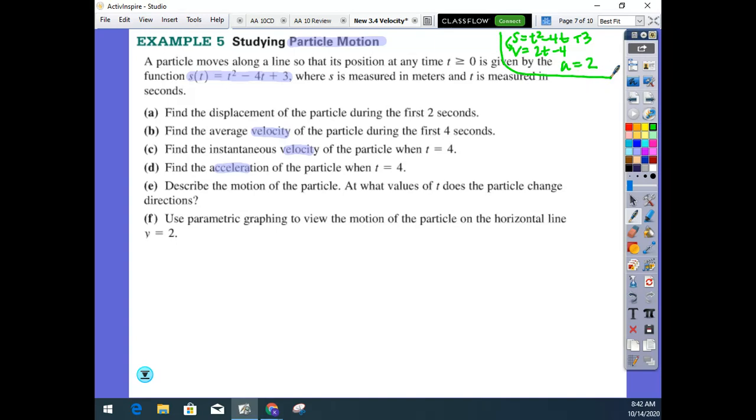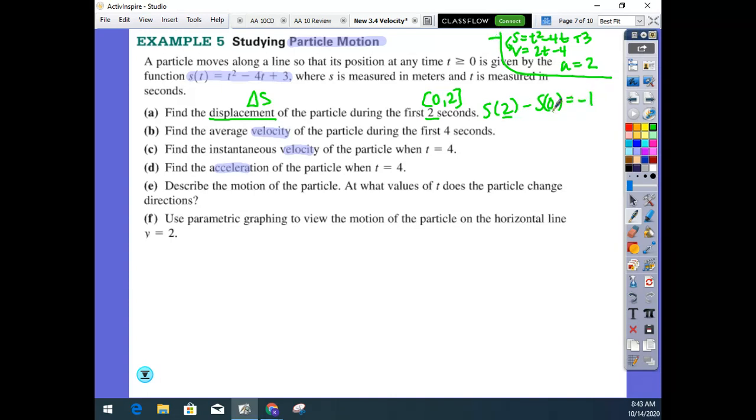Okay? Now, displacement is the change in position. So, the first 2 seconds, that's really from 0 to 2. I'm going to find S of 2 minus S of 0. If I plug 2 into my S function, I get -1. If I plug 0 into my S function, I need to subtract S of 0, which is 3. So my position changed by -4.